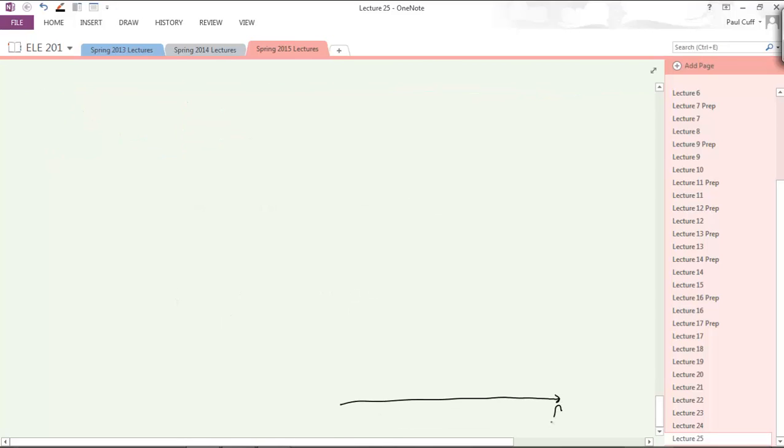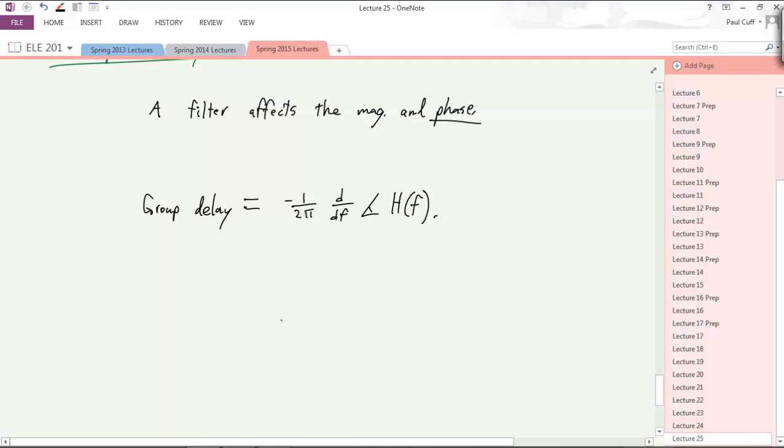Consider a filter with an arbitrary frequency response. Here's the frequency response of a filter, and it has both magnitude and phase. I'm just going to draw it as if it's one-dimensional. Actually, let's use the one we had from our continuous time example. It peaked up there and went kind of like that.